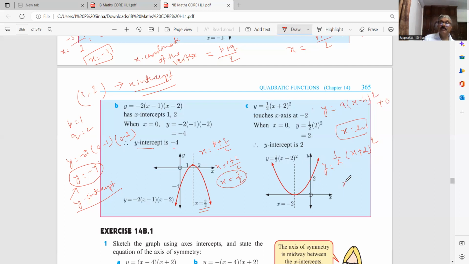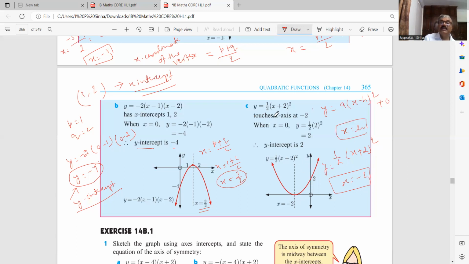So here the axis of symmetry will be x is equal to minus 2. Why minus 2? Because here the plus sign is there. Okay, x plus 2 is there, so that is why x is equal to minus 2. If it is x minus 2, in that case x will be plus 2. So that we have to take care. So here the axis of symmetry is x is equal to minus 2.